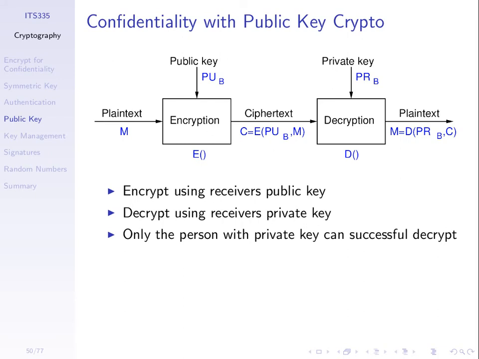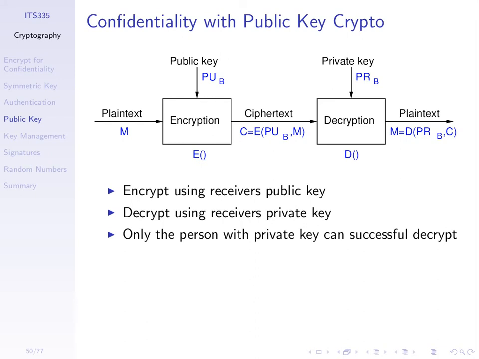Given that, let's see how we provide confidentiality. The aim is that user A on the left wants to send a message to user B on the right, and the message should be kept confidential such that no one else can read the contents of M, the message. If someone intercepts the ciphertext, they shouldn't be able to find the original message. How do we do that?